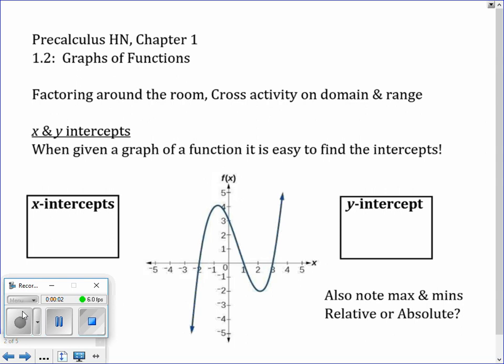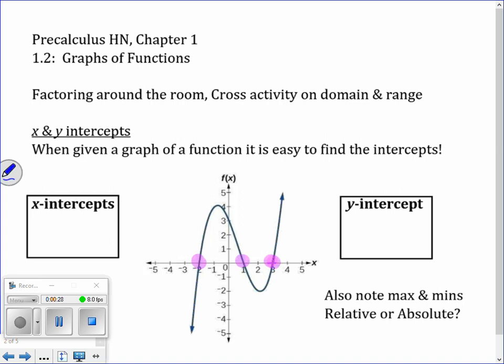All right, so we'll be going through section 1.2 in the book here on graphs of functions. So x and y intercepts, on this graph right here, we have a cubic function, most likely, because it has two turns on it. And so you can kind of tell that that means it's probably an x to the third. So anyway, x-intercepts, hopefully you remember from Algebra 2. You got three of them right there.